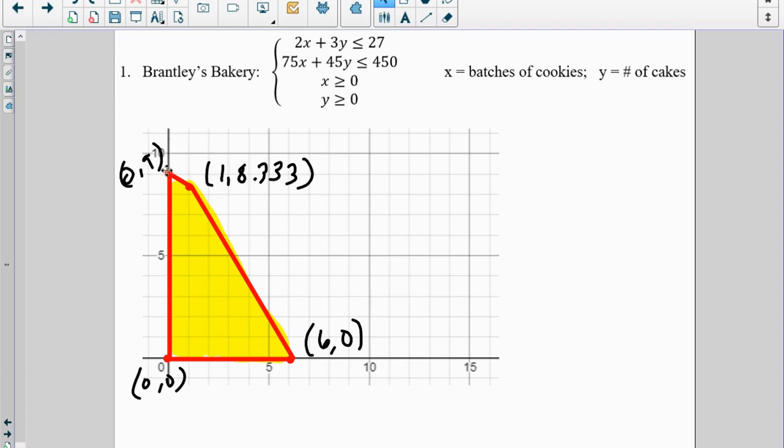So just like I did, I would encourage you to plot the ordered pairs first, plot those vertices, then connect them with your lines, color it in, and make sure to list each of the vertices on that.